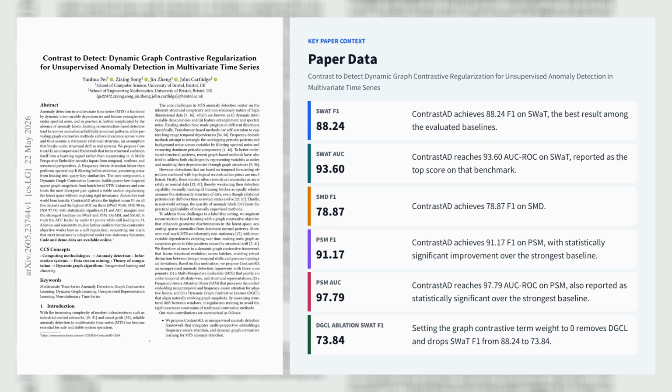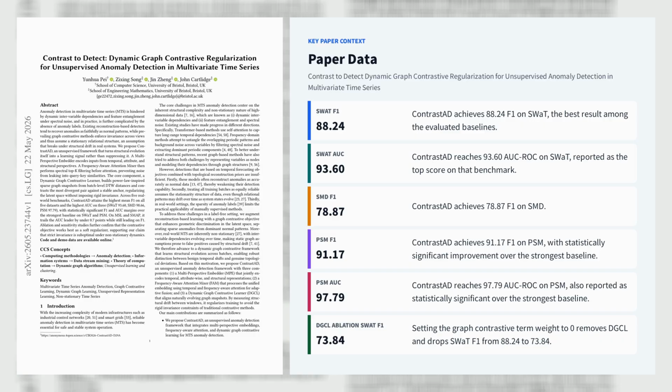On 5 benchmarks, SWaT, SMD, MSL, PSM, and SMAP, Contrast-AD achieves the best mean F1 on all 5 and the best AUC on 3, with statistically significant gains on SWaT and PSM. For example, it reaches 88.24 F1 and 93.6 AUC on SWaT, 78.87 F1 and 98.66 AUC on SMD, and 91.17 F1 and 97.79 AUC on PSM.